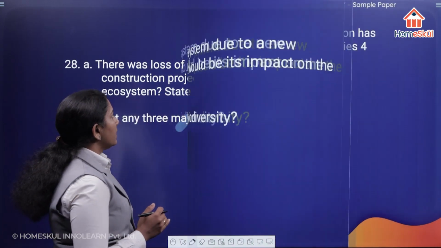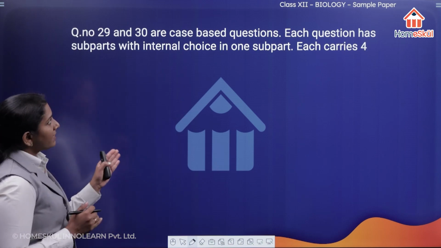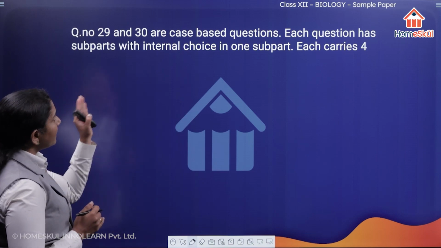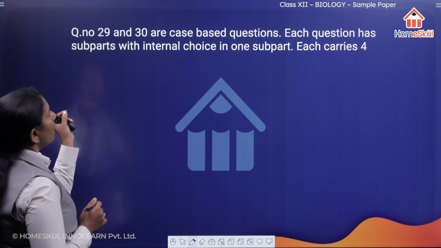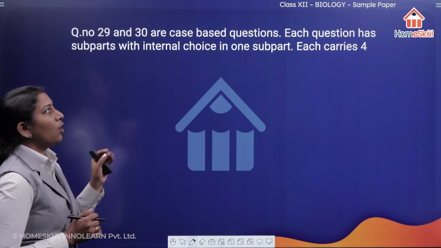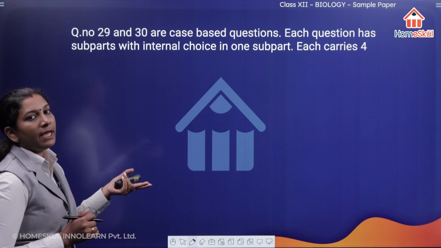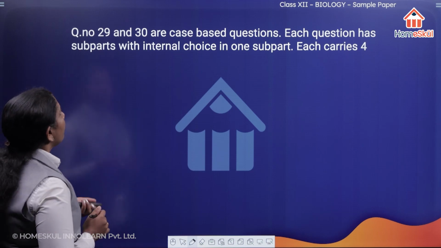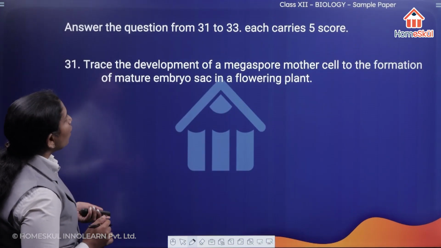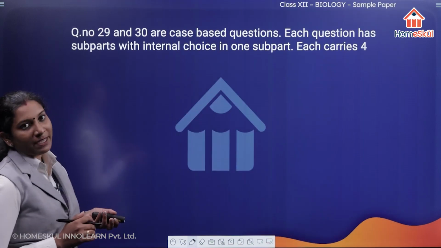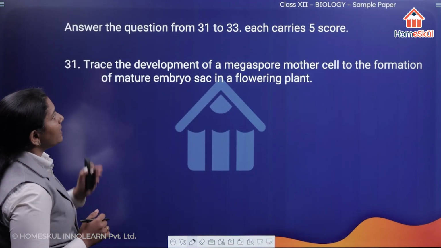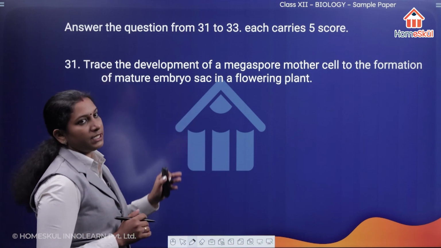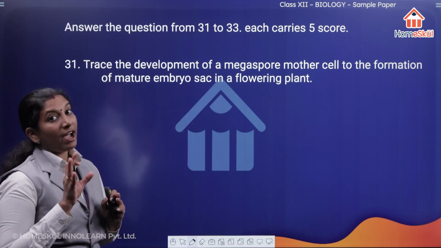Then next session, question numbers 29 and 30 are case-based questions, and each question has subparts with internal choices in one subpart. Each of them carries 4 marks. And obviously in the botany part, there will be no case-based questions in this question paper. The next section is to answer the questions from question number 31 to 33, and each carries 5 marks.